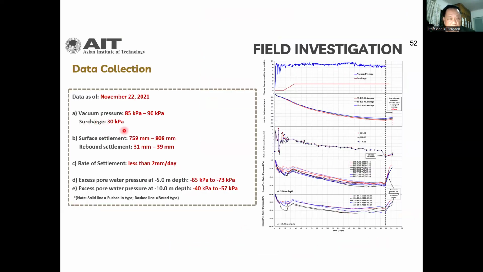And here we have the settlements up to 80 centimeters, 0.8 meters. And vacuum around 85 to 90 kPa. The pore pressure at the middle of the clay, 5 meter depth, around minus 73 kPa. Here is the settlement. And this is the rate of settlements. We stop at 2 millimeters per day. We stop the pumping after about 5 months.